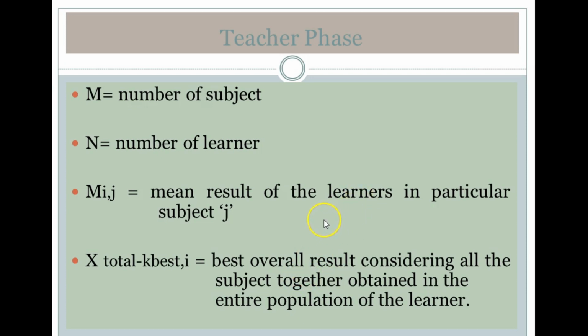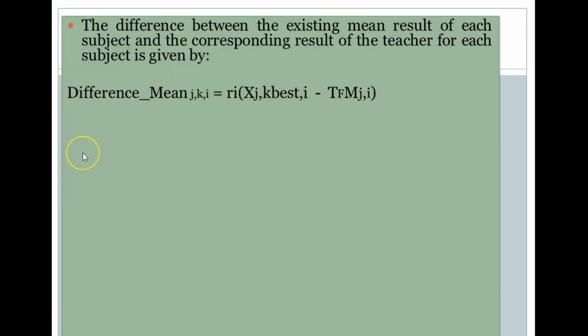So in this phase, basically the teacher tries to increase the mean result of the class in the subject being taught by him or her. So here we calculate the mean difference by using this formula. This is basically the difference between the existing mean result of each subject and the corresponding result of the teacher for each subject.